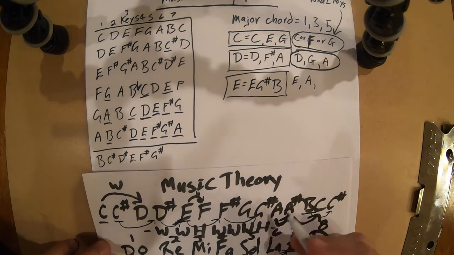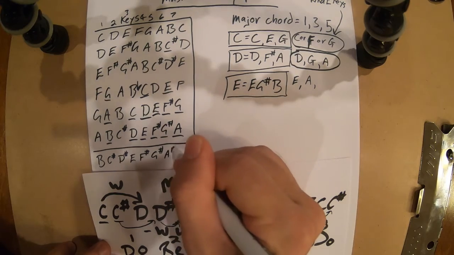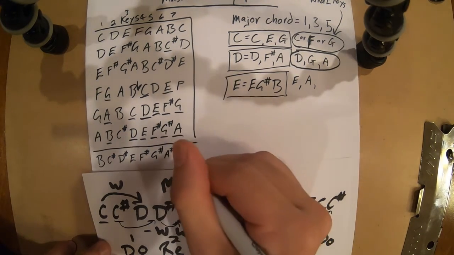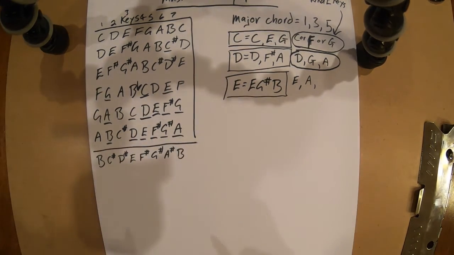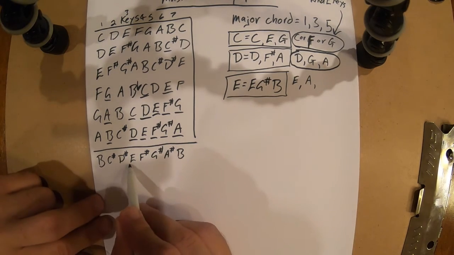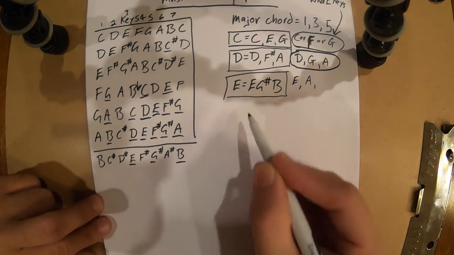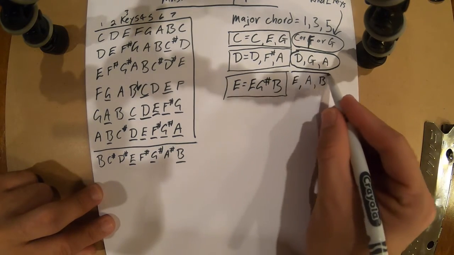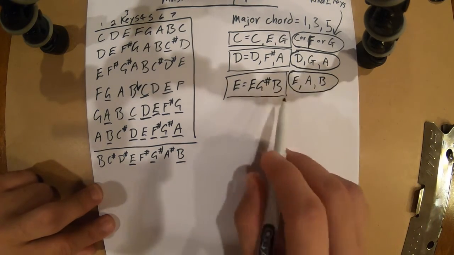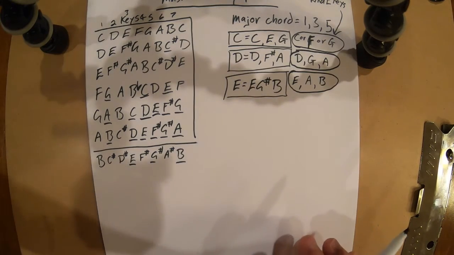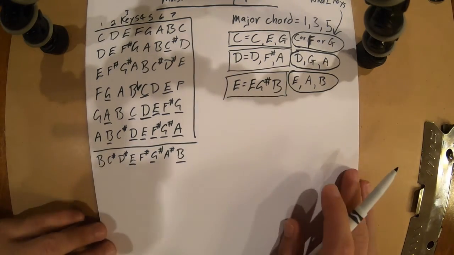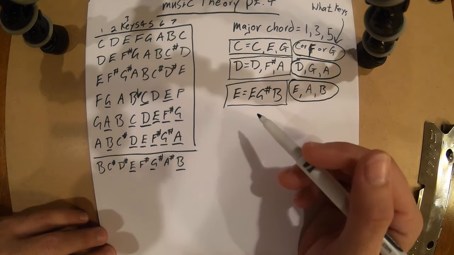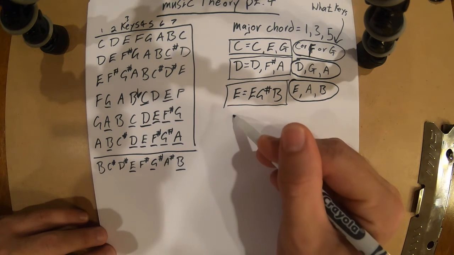And, well, there's the answer, isn't it? From G sharp, we make a whole to get to A sharp. And from A sharp, we make a half to get back to B. Well, there's the answer, though. Here's E, G sharp, and B, the same notes we needed for this. Key of B is the last of the three keys in which a regular E major chord exists. All right, so let's go on to key of F.